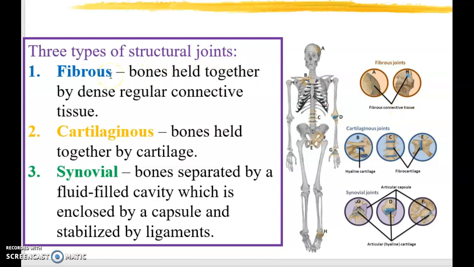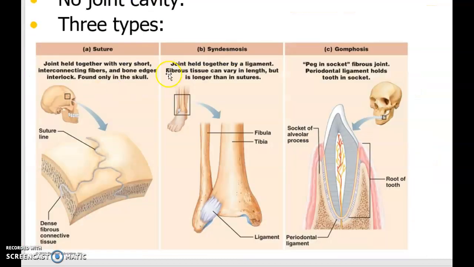So the fibrous joints are held together by fibers, dense, regular fibers in most cases. Those were our gomphoses. Those were our sutures. And this weird one here called a syndesmosis. That's found between the tibia and the fibula, and the ulna and the radius.